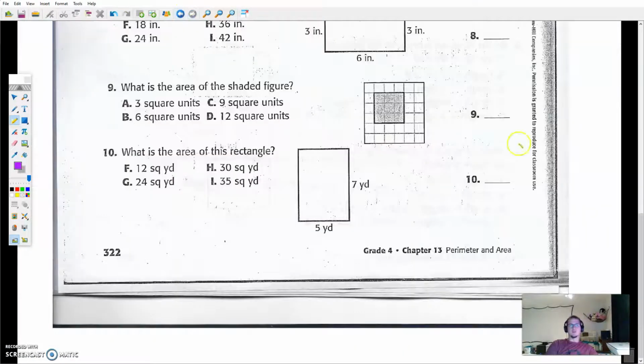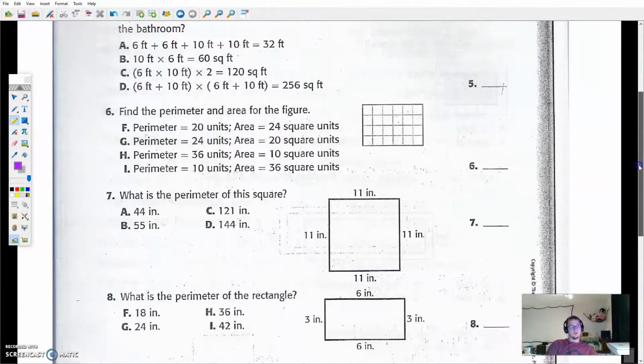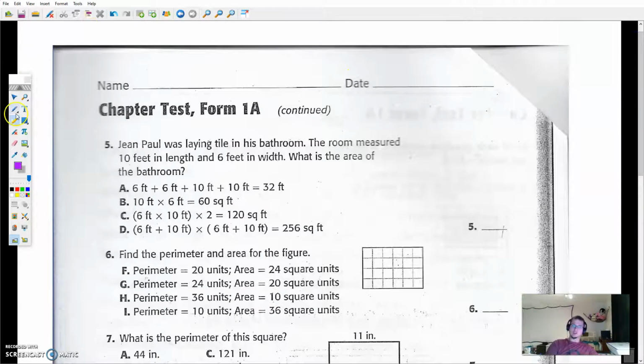Moving along. Like I said, there's only 10 questions on this, and so we're already almost halfway through. Jean-Paul was laying tile in his bathroom. The room measured 10 feet by 6 feet. What is the area of the bathroom? So our biggest struggle with this test, had we taken it, probably would have been paying attention to, does it want perimeter or does it want area?